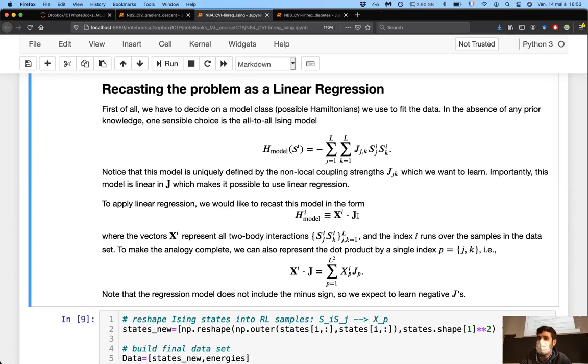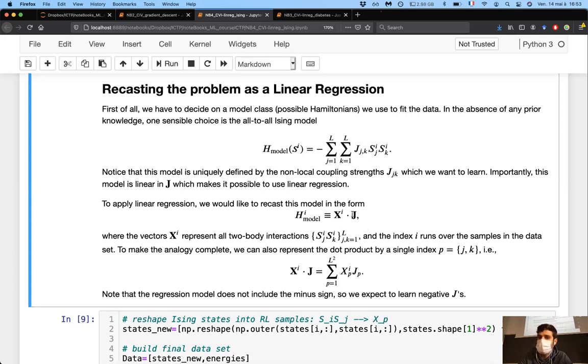Now it's a linear problem, and this vector J is also a vectorized form of this big matrix J_jk. You can think of it like this: you take a matrix, take the first column, then you take the second column and put it after, then the third column and put it after, and so on and so forth. You are just vectorizing a matrix. You can do that all the time. So we just represented this Hamiltonian in a linear form, okay?